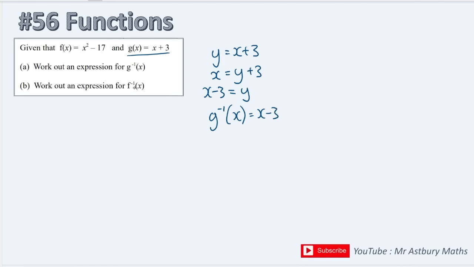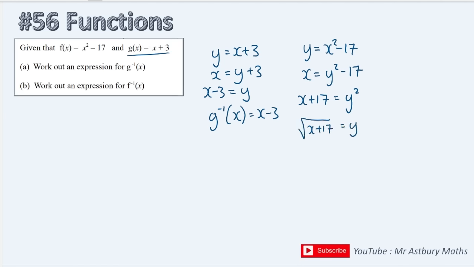Okay, let's do the same for f. I write y is equal to x squared minus 17. I swap the x's for the y's. I then take steps to make y the subject by adding 17 to both sides. And then finally, square rooting. So square root of x plus 17 is equal to y. And then I finally say that f to the minus 1 of x is equal to that square root of x plus 17.